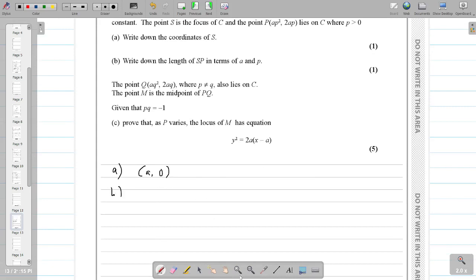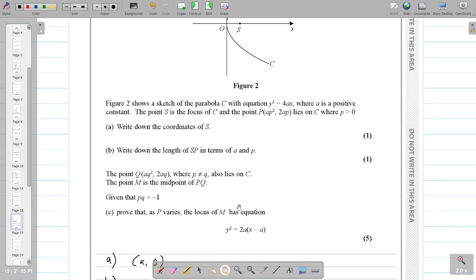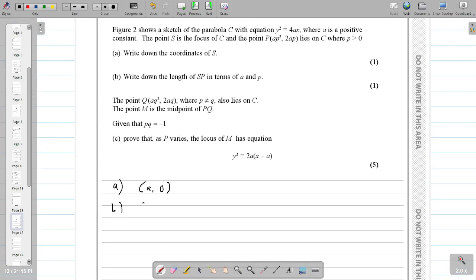B, write down the length of SP in terms of a and p. So we're just going to find the distance. SP is equal to the square root. So we're going to have this to this. So (ap squared minus a) squared plus 2ap squared, because it's minus 0.